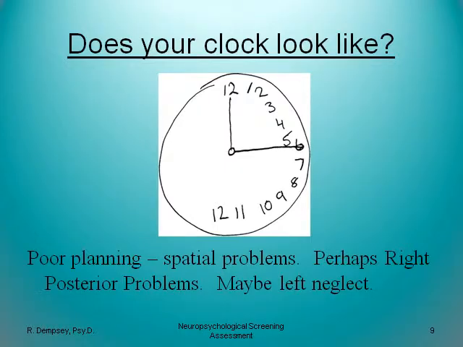Because people with posterior lesions, especially parietal, have problems with planning and organizing. They also have problems with visual-spatial planning and organization. So it would look like that. And they also might have some left neglect. You remember the deficits will be on the left if the lesion's on the right.